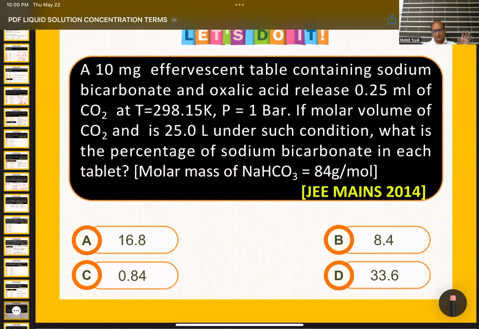So this is also related to purity. Okay. So 10 milligram of a tablet is there, right? And it was reacted with acid. It is bicarbonate, and the bicarbonate reacted with acid and was converted to CO2. 0.25 ml of CO2. This is at 298 Kelvin and 1 bar pressure. Normal room temperature and pressure, not STP.